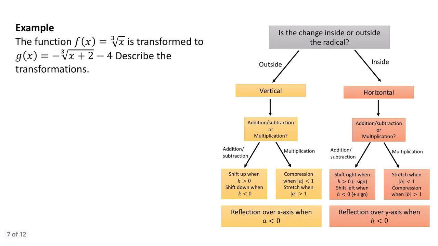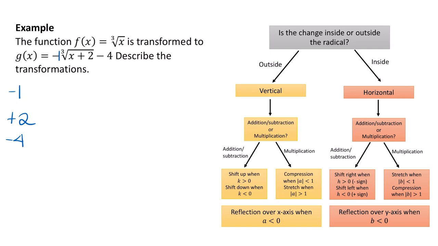So now let's try this example. The function f of x equals the cube root of x is transformed to negative cube root of x plus 2 minus 4. Describe the transformations. So when you have that minus in front, you want to think of it as its own transformation. It's basically like there's a negative 1 right there. So if you want to, you can think about that as a transformation of negative 1. I also have this plus 2, right? And then I have this minus 4. Okay, so let's use our flow chart.